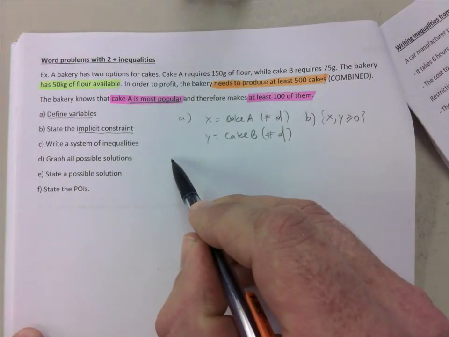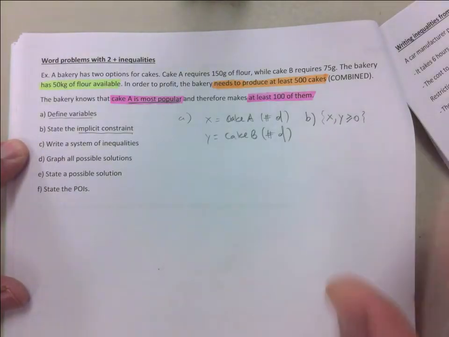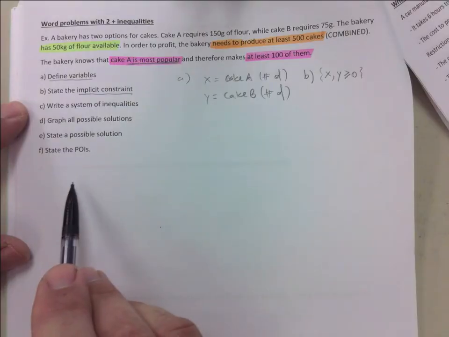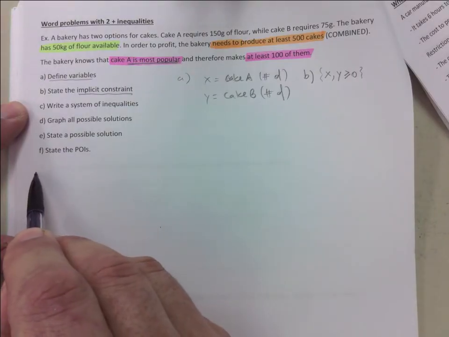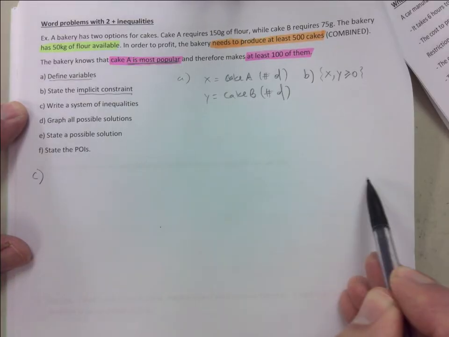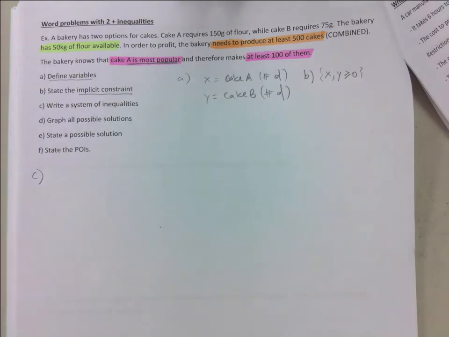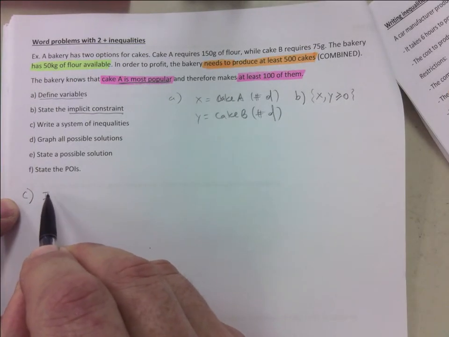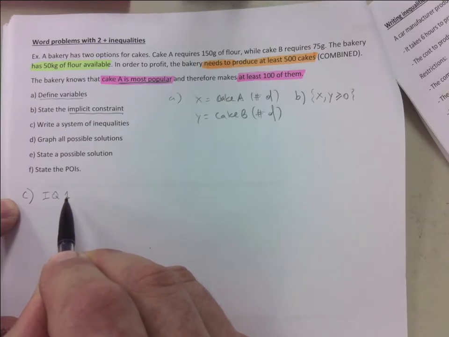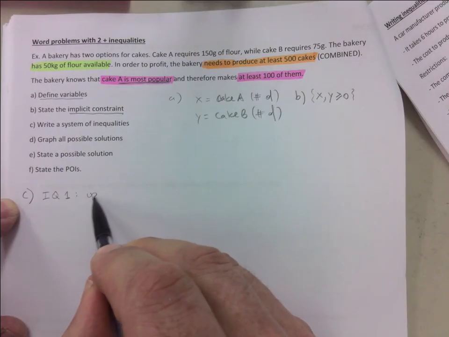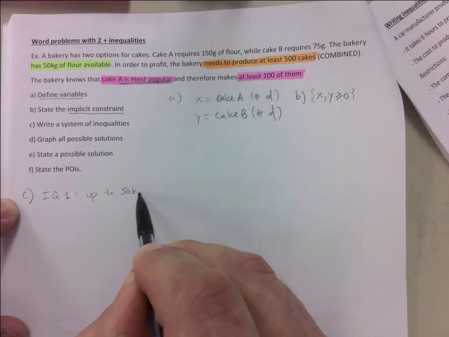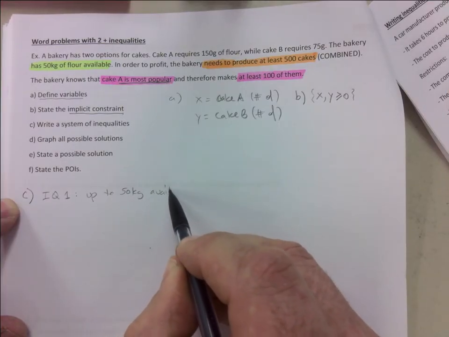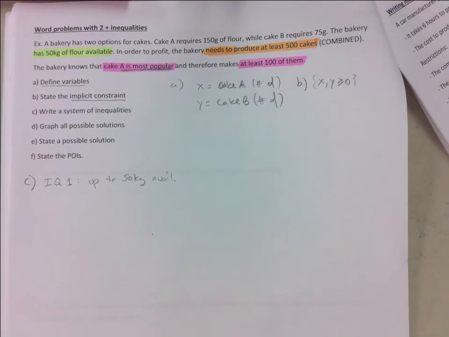C, let's write the inequalities. And you know what? Because I'm going to work with them right away, I'm going to have them side by side for all three here. So C is going to be along here so we can do the work that follows afterwards. Inequality number 1, there's up to 50 kilograms available of flour, okay? We need to have a restriction for that.